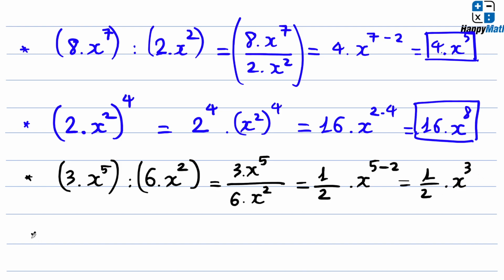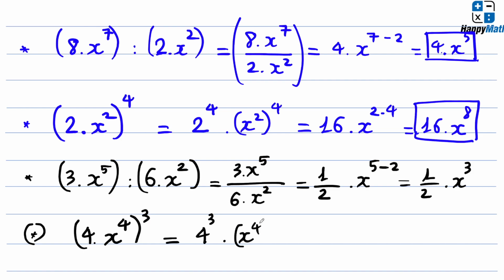That's it. Okay, you got 4x to the power 4 and you got a cube outside. So to expand this one, I will apply 3 to both terms of this one. You got 4 to the power 3 and the next term also to the power 3 like this. Okay, 64, and x to the power of 4 times 3, which is x to the power of 12.